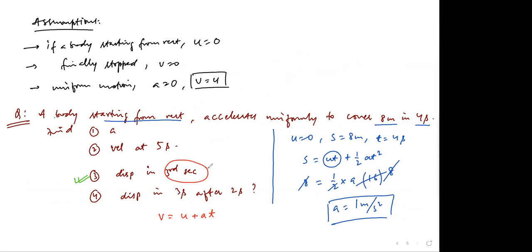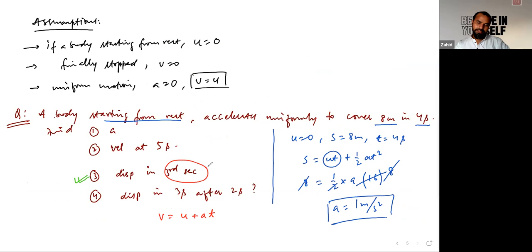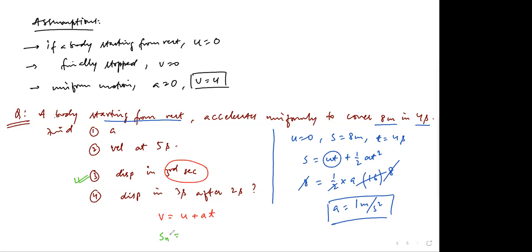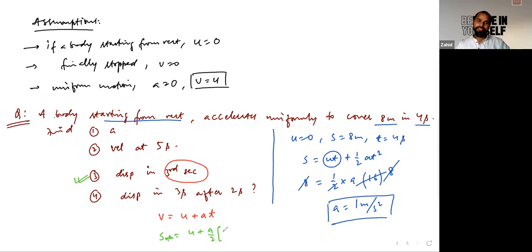So we have to calculate the displacement in the third second, means the distance in two consecutive seconds. So just use S_nth is equal to u plus a over 2 times 2n minus 1. So we have u to be 0, acceleration to be 1, and n is the time, which is the third second, so n would be 3. On putting all those values, just try to find s.